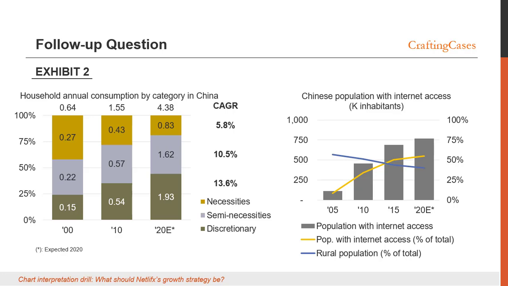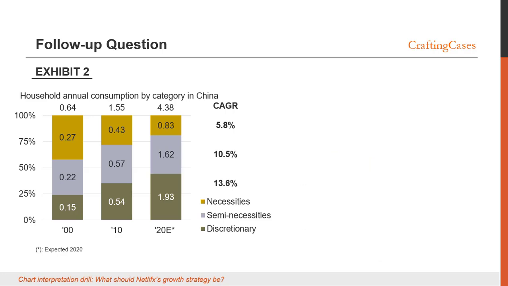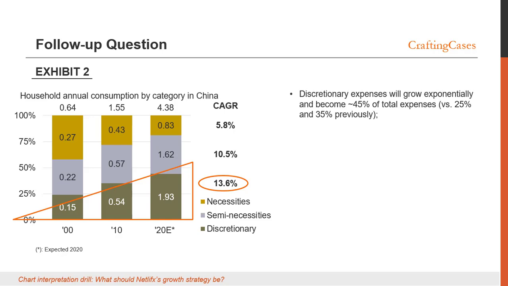So I'm going to talk about one chart at a time. Okay? First, in this first chart, I can see that discretionary expenses will grow exponentially and become around 45% of total expenses versus 25% and 35% previously over the next years until 2020. And so it seems like there are potentially large opportunities in the entertainment industry.